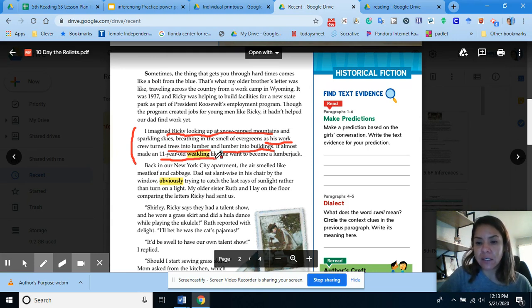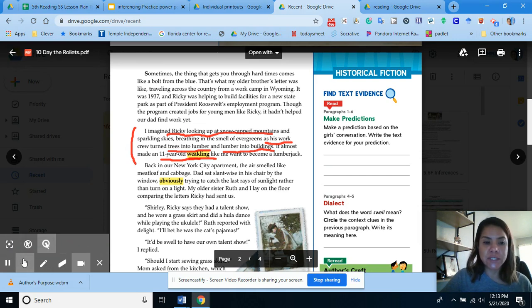Weakling. What root word do you hear in there? Weak. So what do you infer the word weakling means? So that's a perfect example of how you use inferencing as you are reading, not only to figure out unfamiliar words, but also to better understand what you are reading in the text.